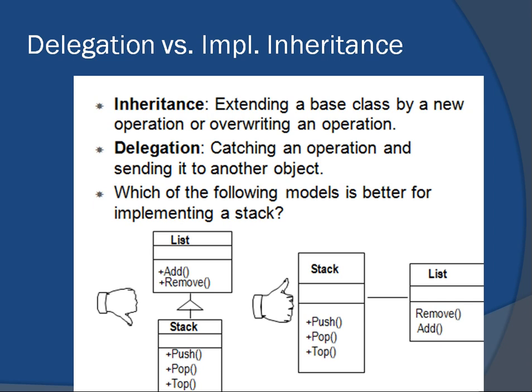Now, which of the following models is better for implementing a stack? If we carefully examine here, we have in list two operations, add and remove, which can be inherited in stack like push and pop. Either we can do this by implementation inheritance, or we can have a delegation. So a class stack delegates to the class list by passing a message.